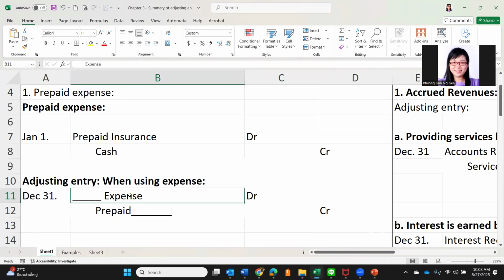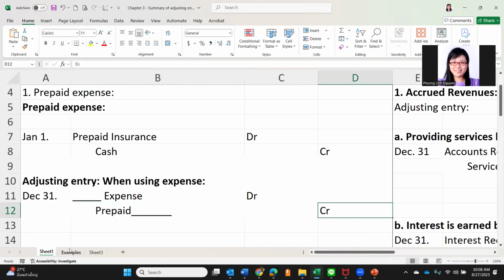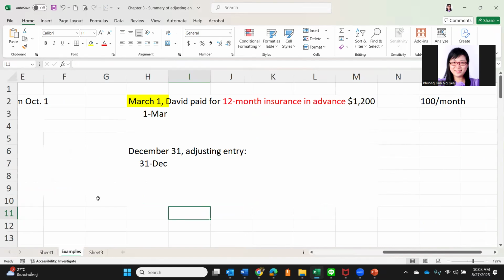So now our expense increases, we debit. Prepaid expense will decrease. Why? Because the benefit that we will receive in the future will go down since we already used them, so we credit. Now, let me give you some examples. On March 1, David paid for 12-month insurance in advance for $1,200.